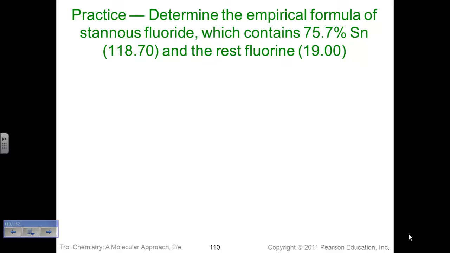Try one on your own. See if you would come up with the same answer. We'd like to determine an empirical formula for stannous fluoride. Now that's tin 2 fluoride.